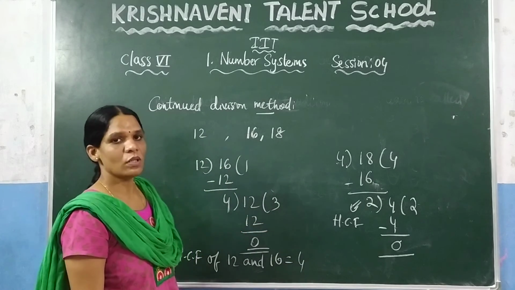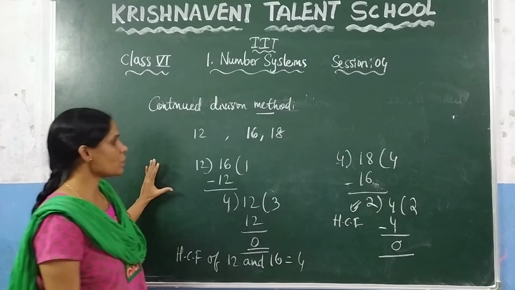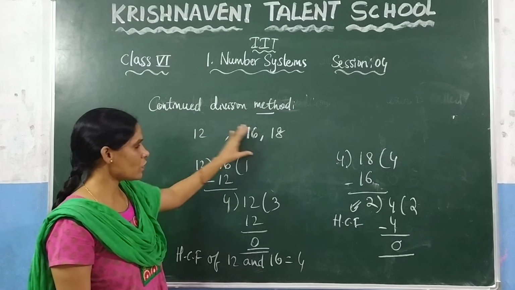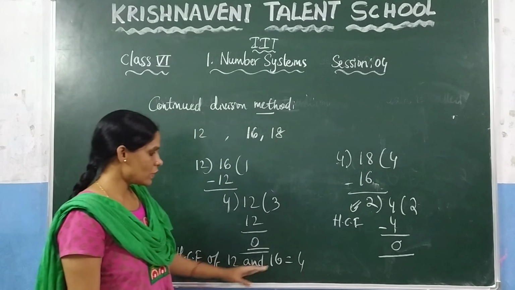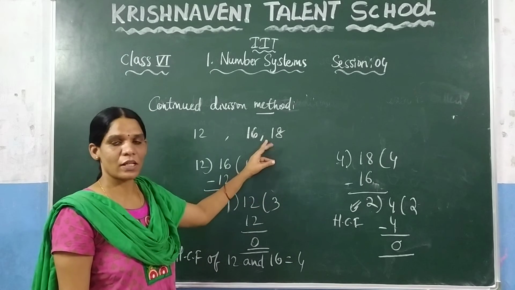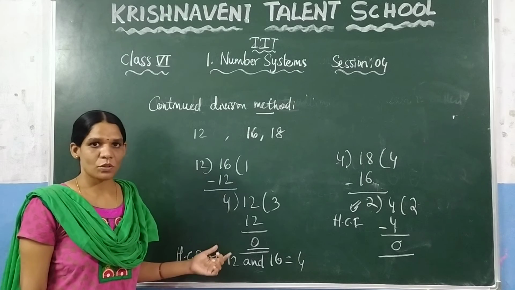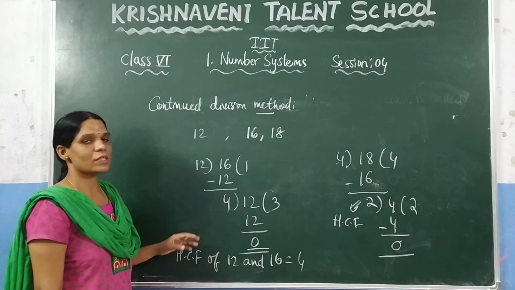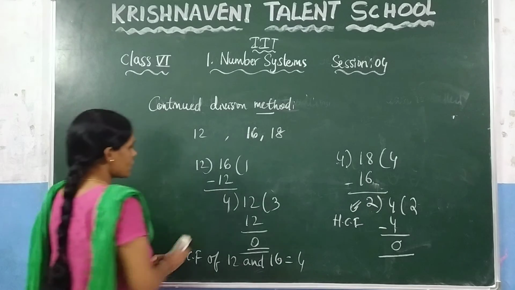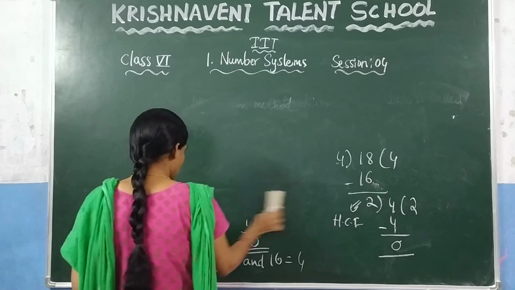Like this you need to find the HCF if you are given more than 2 numbers. So what is the process here? First you need to find the HCF of the first 2 numbers, and with that result again you need to find the HCF of the next number. Like that you can calculate the HCF by using the 2 methods, which are the prime factorization method and the continued division method. Now write these definitions here, what is meant by the HCF and what are those methods.